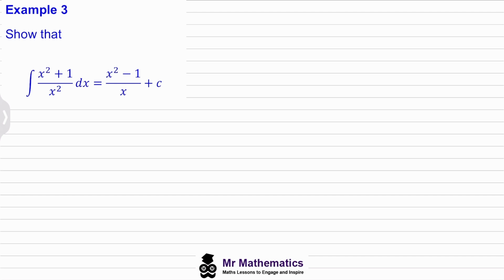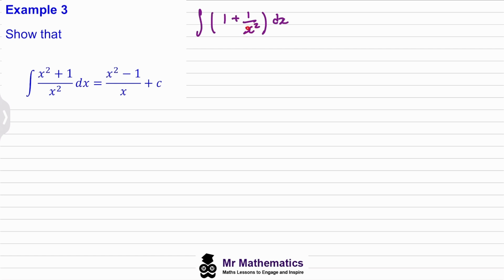Okay, so for this question, we've been asked to show that the integral of this is this. So again, perhaps you want to try this question yourself. You can pause the video, and when you come back, we'll go through the worked solution. Okay, so I'll come back if you had a go. So our first thing we're going to do is split up this fraction. So we get x squared divided by x squared and 1 divided by x squared. And this becomes the integral of 1 plus 1 over x squared dx.